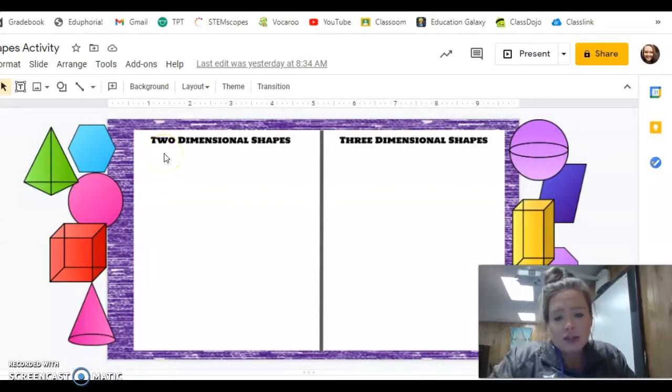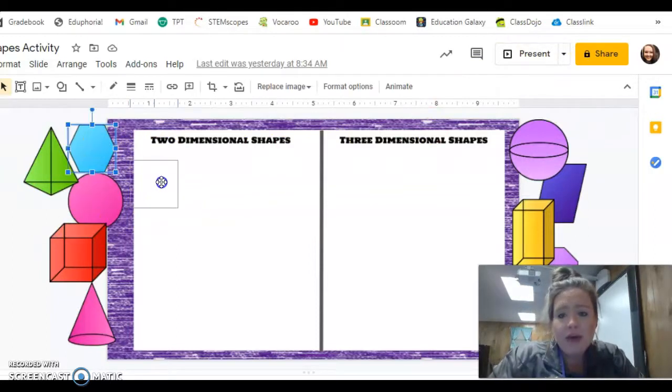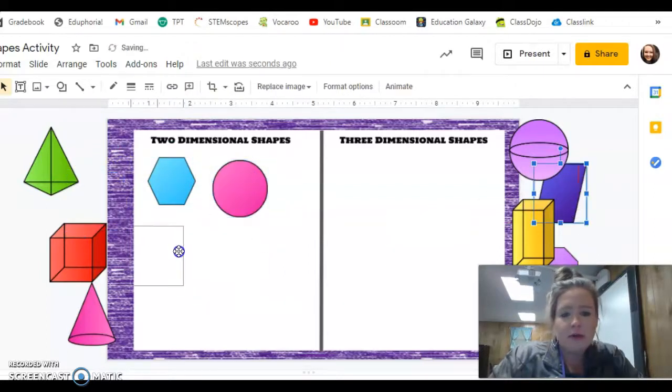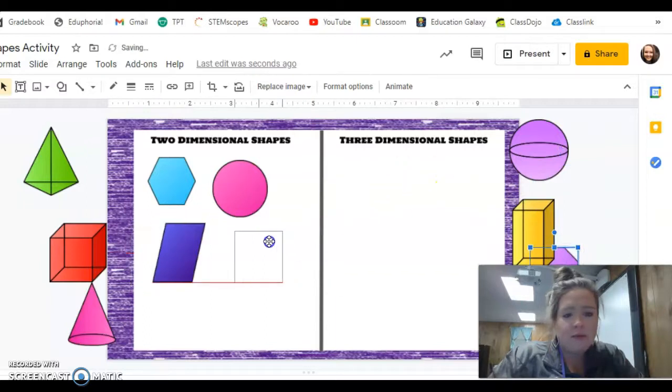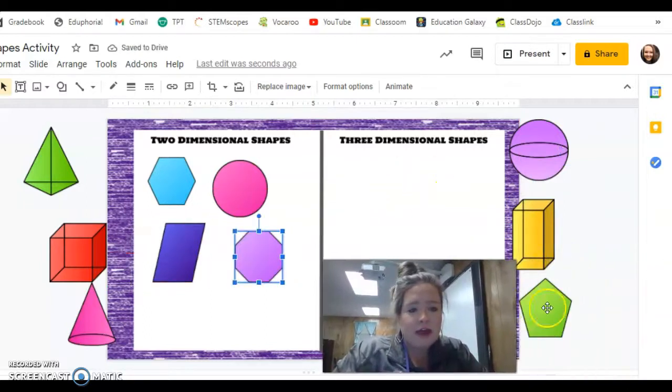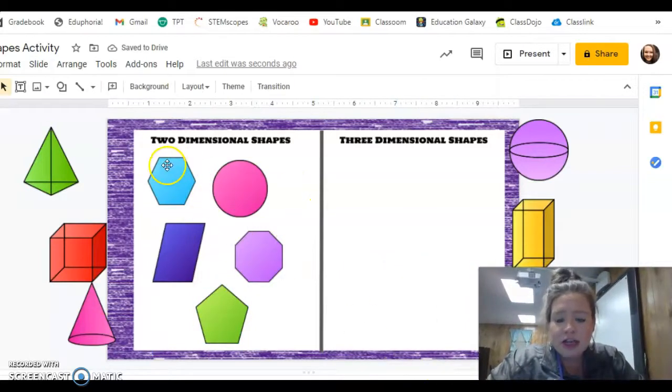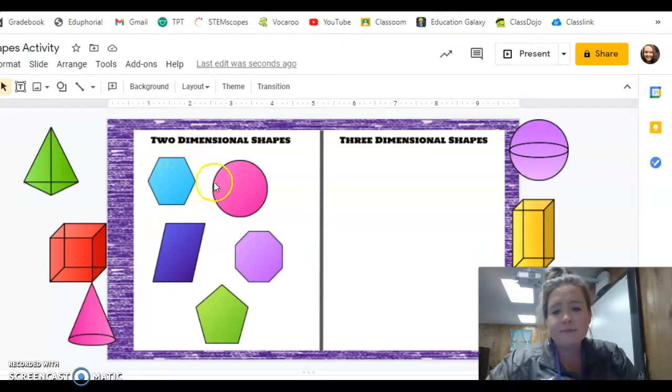A two-dimensional shape is flat, and it has a length and a width, okay? So that is a two-dimensional shape. This is a two-dimensional shape. This one is a two-dimensional shape. That's a two-dimensional shape, and that is a two-dimensional shape, all right? Two-dimensional shapes have sides and vertices. The sides are what you would think of as your edges, okay? And the vertices are the points or the corners. A circle does not have any vertices.